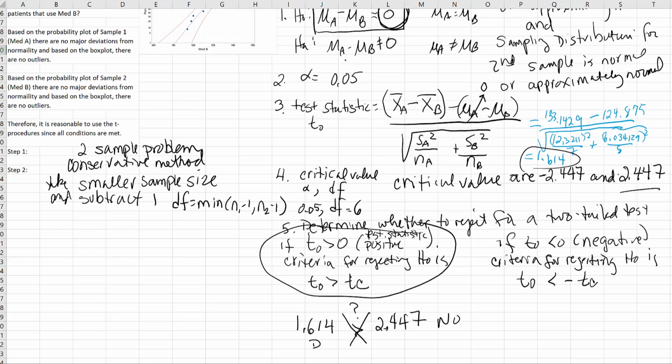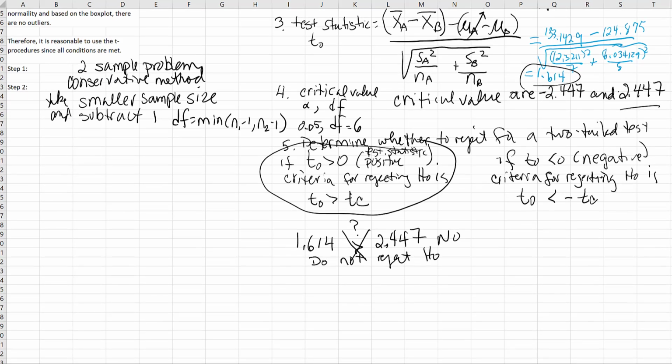So based on this, I do not reject the null hypothesis. I don't have enough evidence to reject the null hypothesis. Therefore, I would write as my conclusion, in the context of my problem, at a 0.05 significance level, there is insufficient evidence to support the claim that drug A blood pressure is any different than the blood pressure of people that took drug B. That's how you would do a two-sample, independent problem, at least one example, and this was for a two-tailed test.